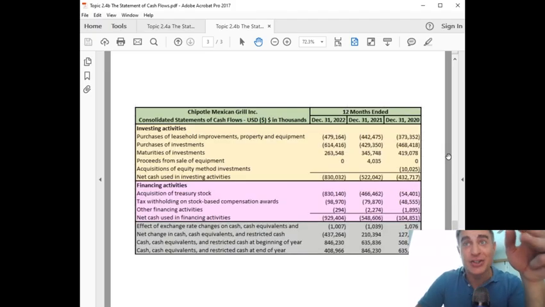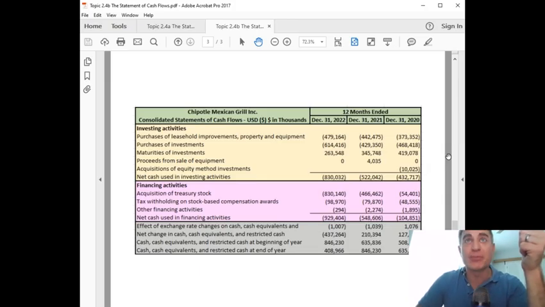Conversely, the investing section is actually not going to be day-to-day. It's going to be longer-term stuff. And they have fewer things here, which might make it a little bit more accessible. What are the longer-term investments that Chipotle made? Let's go through all of these.